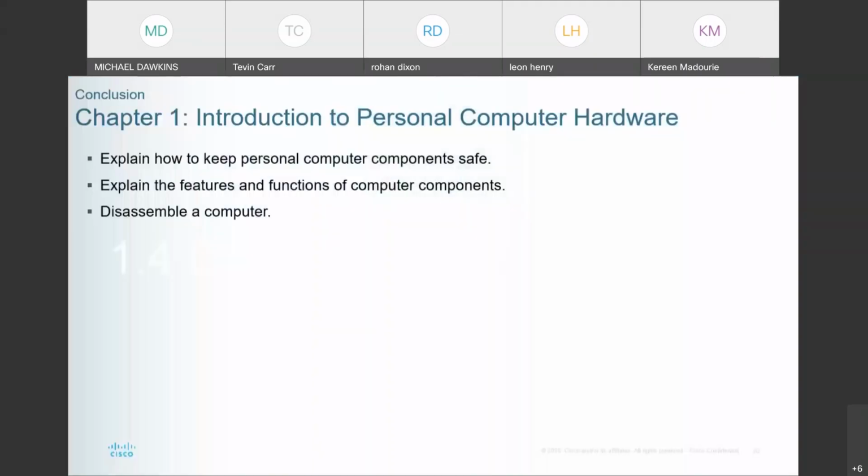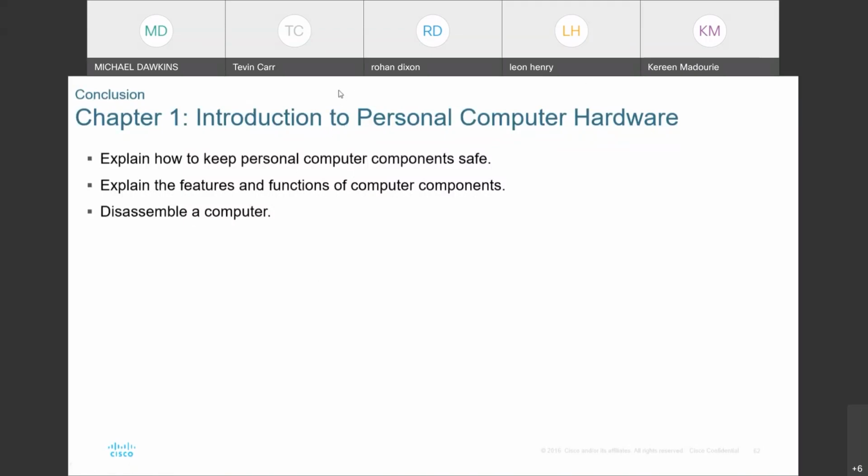All right. So chapter 1, we completed chapter 1, and we talked about how to keep the personal computer components safe, and we talked about the features and functions of the computer components, and we disassembled. We looked at the video of how we disassemble a computer.